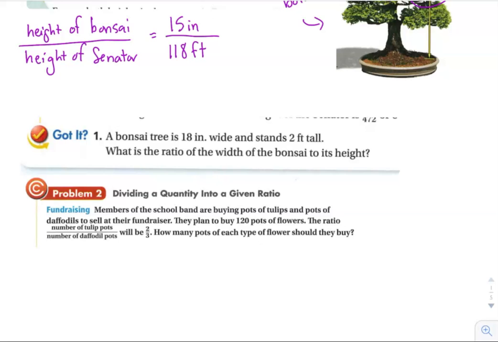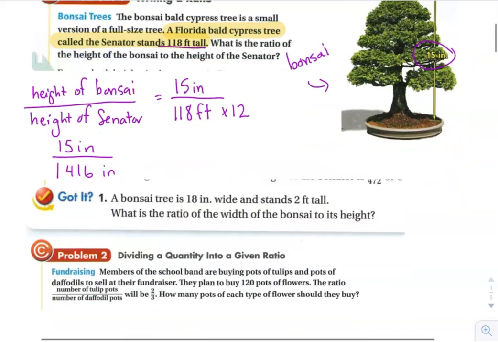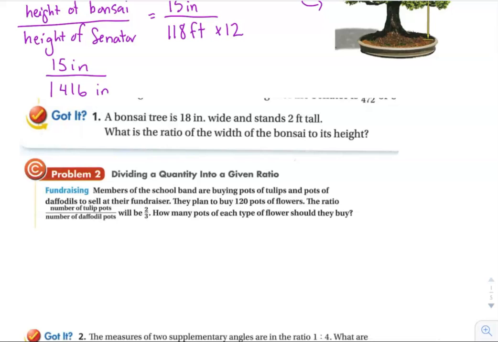So instead, let's convert this 118 feet to inches. Since there are 12 inches in a foot, I'll multiply by 12. 118 times 12 is 1,416 inches. My top quantity is still in inches. So this is good. I now have both of them in the same unit, but let's check and see if we can simplify this ratio, which I actually can.